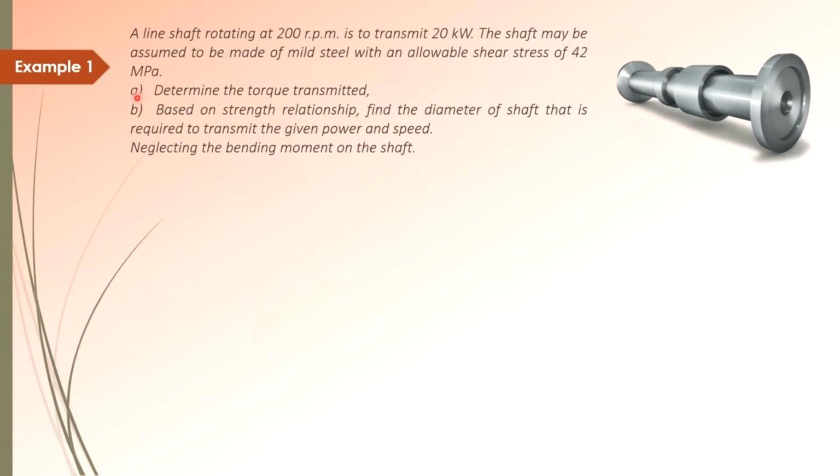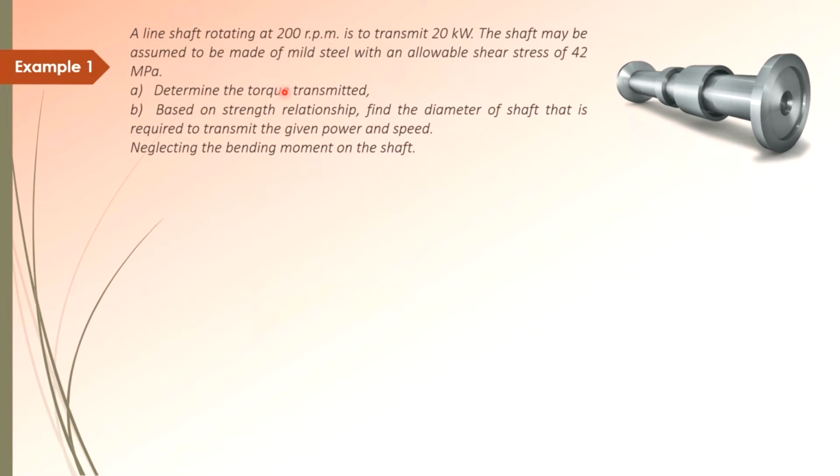MPa or megapascal. Now part A, you are asked to determine the torque transmitted. And then part B, based on the strength relationship, find the diameter of the shaft that is required to transmit the given power and speed. For this question, we neglect bending moment because we are treating the shaft as only subjected to turning moment or torque. So we are going to design, that means we are looking into what is the diameter of the shaft that is required, what is the torque that can be transmitted, and what is the minimum or maximum shaft diameter that can accommodate this much power and torque.